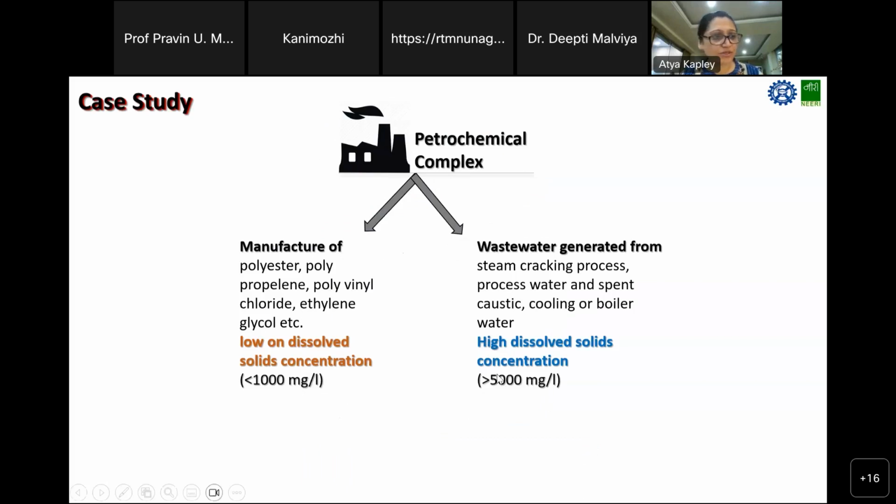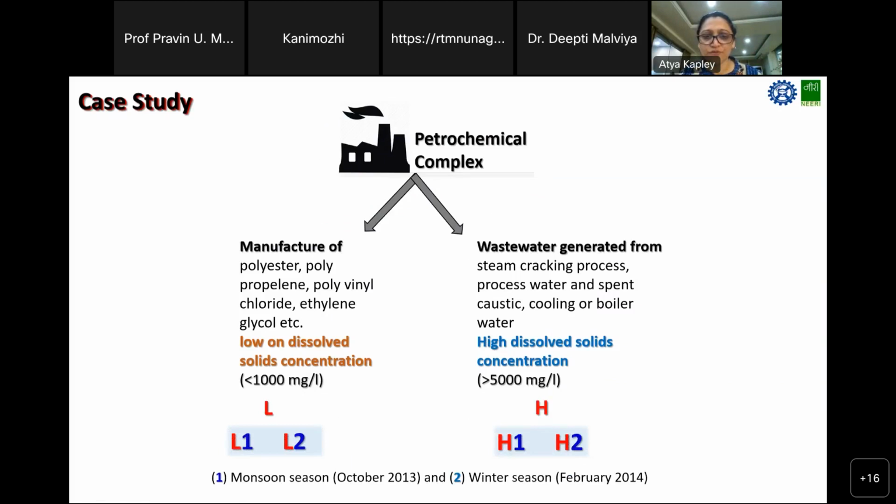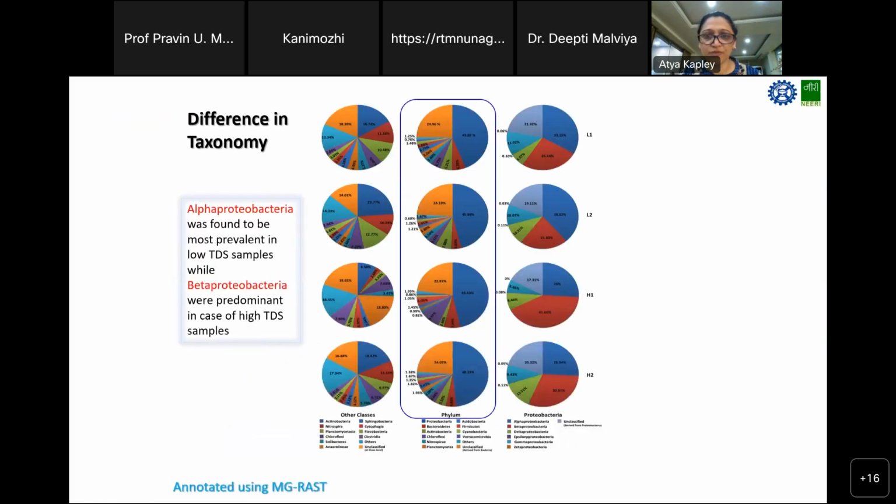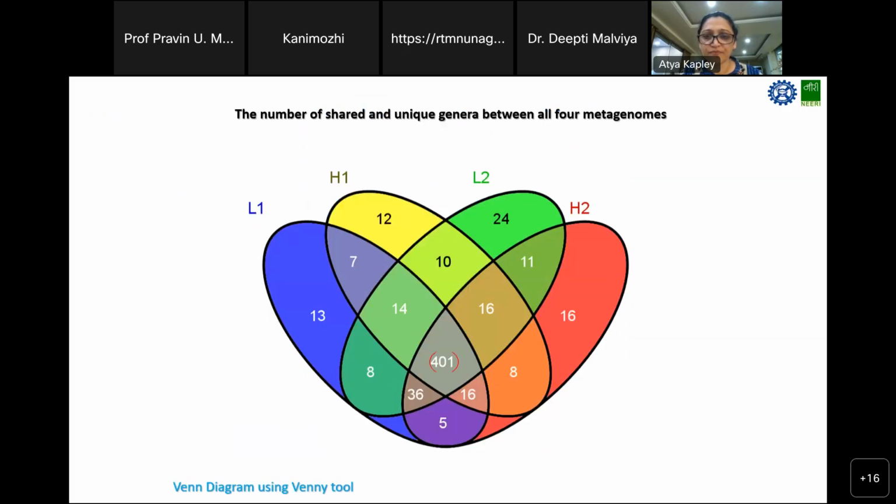I don't know how much time I have, but maybe I will very quickly go through some case studies to highlight what metagenomics can do. So we went to a petrochemical complex and we looked at different bacterial taxonomy. Now, the wastewater from this industry is extremely diverse in nature. It's not the same at all. So we took 4 different time points and we did the metagenome. What we found was, when you say bacterial genera, the majority of them were conserved between these plants, which was really very surprising for us because the wastewater composition is different, but still the genera were the same.